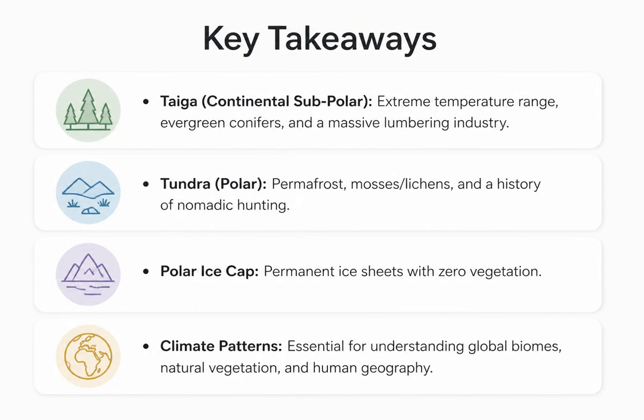To wrap up our study of cold climates, remember the key distinctions. The taiga, or continental subpolar climate, is defined by extreme temperature ranges, vast evergreen coniferous forests, and a massive lumbering industry. Further north, the tundra features permafrost, minimal vegetation like mosses, and a history of nomadic hunting. Finally, the polar ice cap is a frozen desert with permanent ice and zero vegetation. Understanding these climatic patterns is essential, not just for geography, but for understanding how human activities adapt to the extremes of our planet.